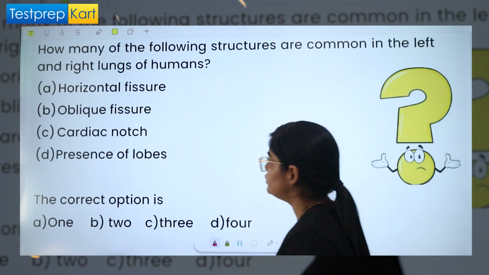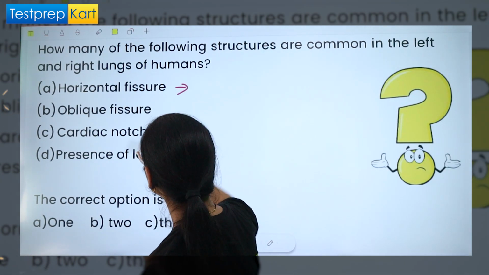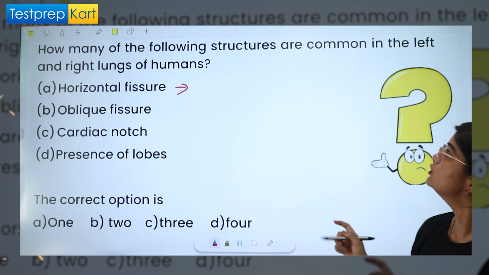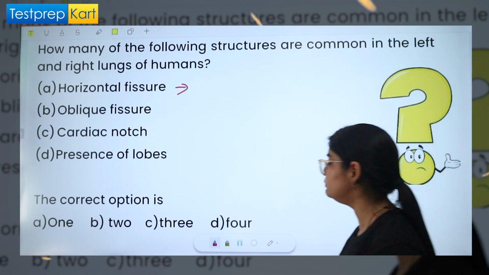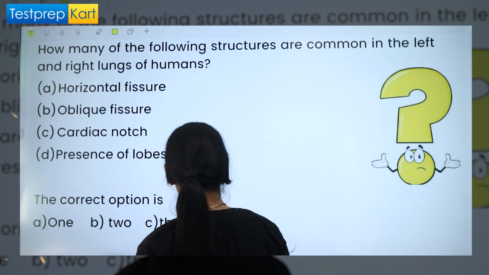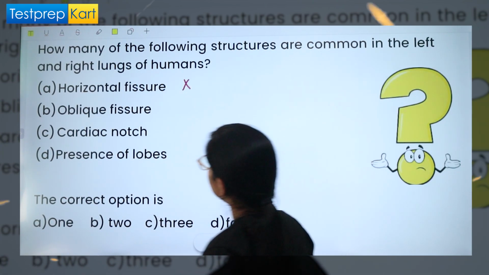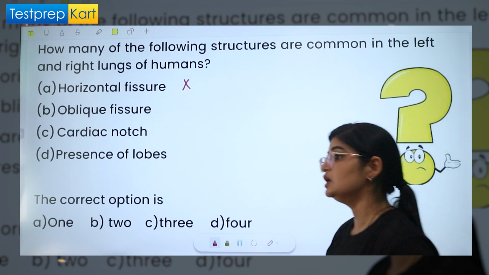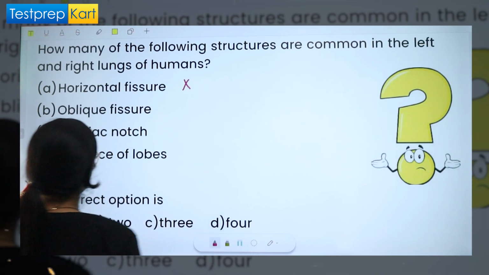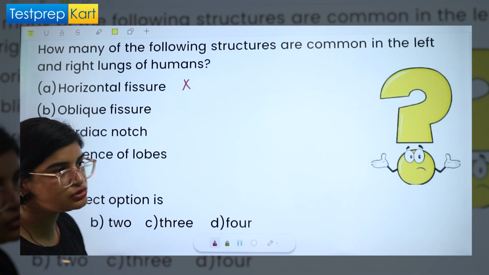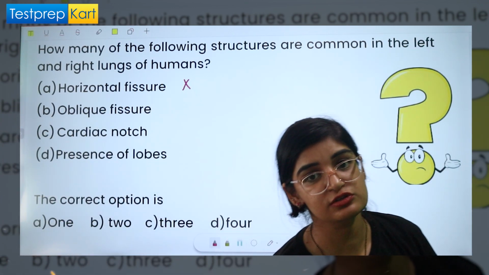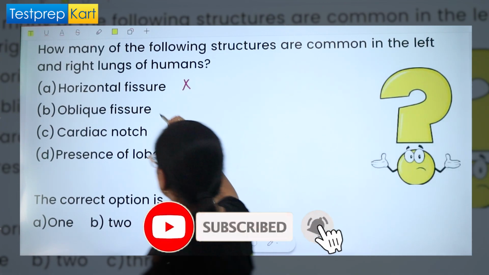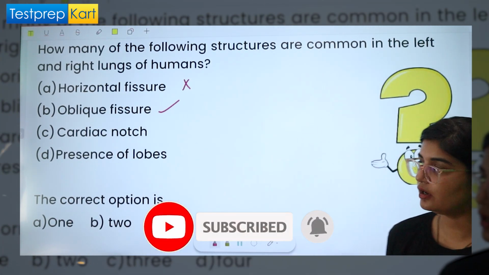When we talk about the horizontal fissure, it was only present in the right lung, right? It is not present in the left lung. So it cannot be the common character. So this option will be incorrect, right? Now, when we talk about the oblique fissure, we have seen that in the left lung there were two lobes, and these lobes were separated with the help of the oblique fissure. Whereas in the right lung also there were three lobes, but there were two fissures, that is the oblique fissure and the horizontal fissure. So the oblique fissure can be one of the characters. So this will be the correct point.